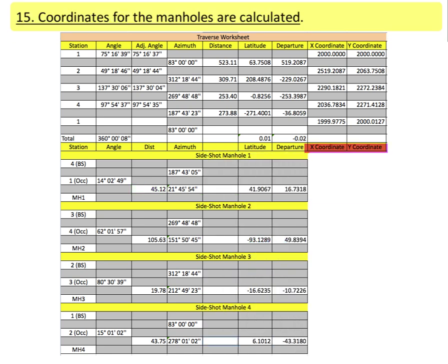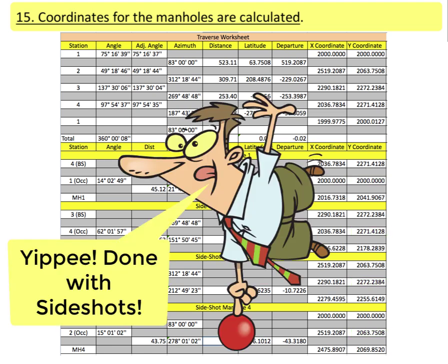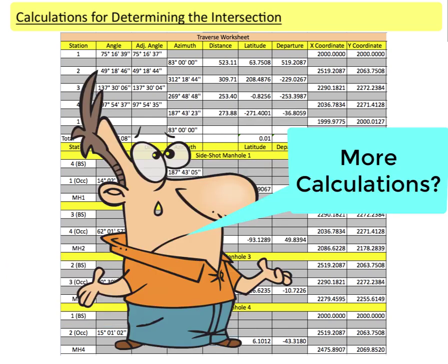The x and y coordinates for each manhole are calculated by taking the x coordinate for the occupied station and adding the departure, and taking the y coordinate for the occupied station and adding the latitude. This completes the coordinate calculations for all the side shots. The calculations for determining the intersection can now begin.